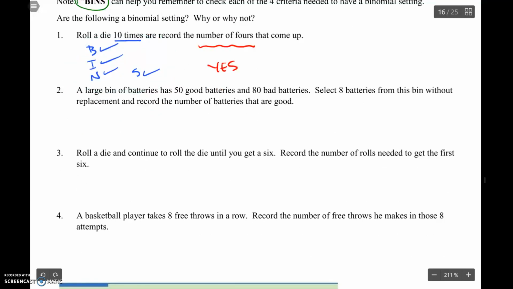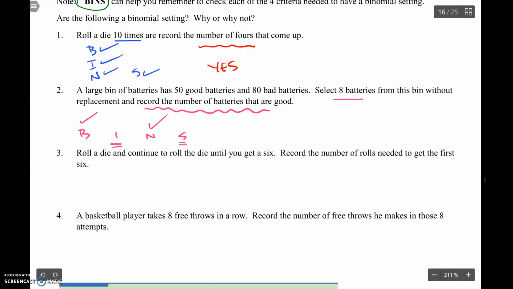Number 2, a large bin of batteries has 50 good batteries and 80 bad batteries. Select 8 batteries from this bin without replacement. Record the number of batteries that are good. So this sounds kind of binomial. We're recording the number of good batteries out of 8. So BINS: binary, either the battery is good or bad. Independence, I think we've got a problem. Number of trials, we're selecting exactly 8 batteries. And the probability of success, I think we've got a problem.